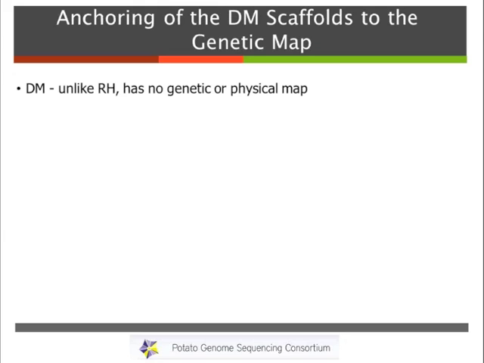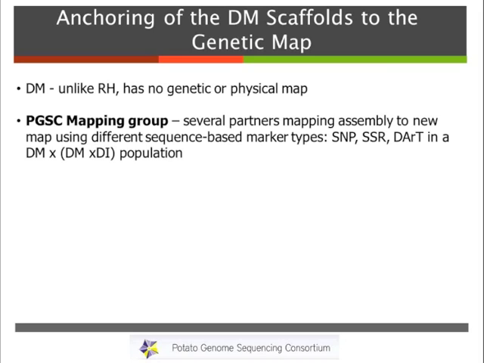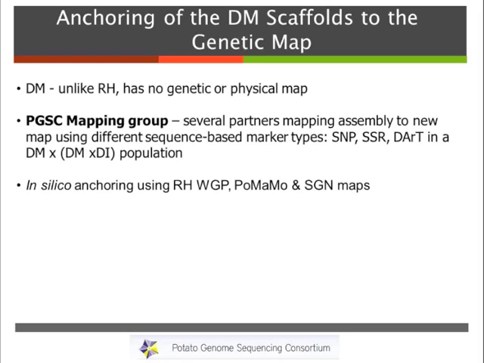Okay? So one thing that's important for you, this group, is that there was no genetic or physical map for the double monoploid, but a subset of individuals in the PGSC formed a mapping group, and what they did was they started to anchor the scaffolds and super scaffolds onto a genetic map. And they used a whole series of markers, SNPs, SSRs, DArTs, and they had a population generated by SIP, a DM by DI population, and they started to anchor the scaffolds to the genetic map.